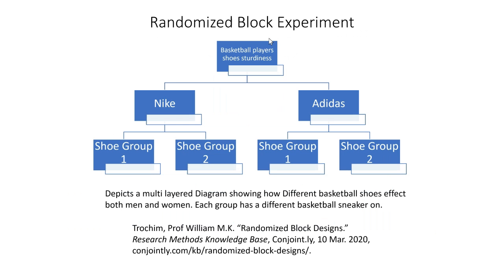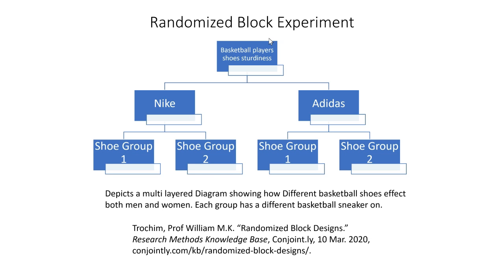Now, to go to a more real-life example, we're going to discuss basketball players' shoe sturdiness. Now, that is our experiment at hand. We are trying to test if either brand, Nike or Adidas, our two subsequent blocks, have anything to do with the shoe sturdiness that basketball players are dealing with. Now, to determine this, we are going to look at the two subgroups for each shoe, group 1 and shoe group 2 of each brand.